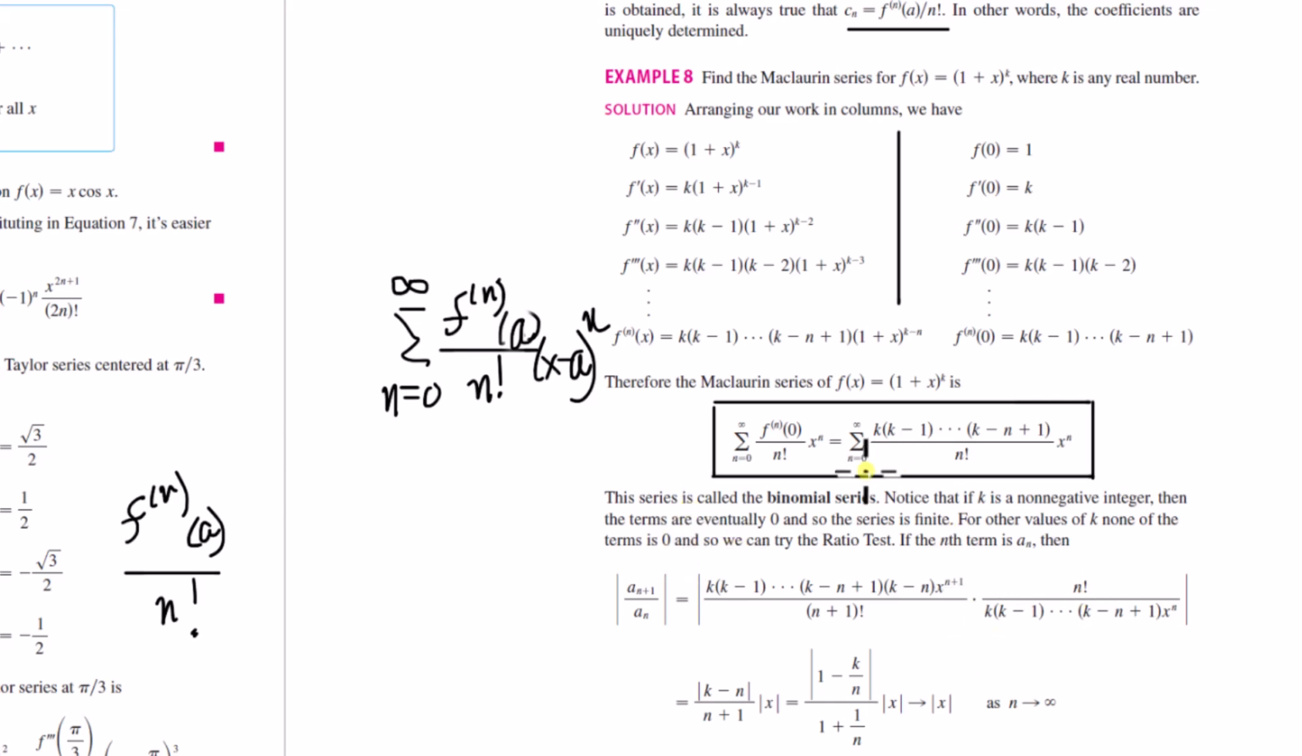Okay, but this is a little different than what we've done so far in this section, because now we've got this k in there. So we have to think about what happens with different values of k. But this is the binomial series. Now, it says if k is a non-negative integer, then what happens? Let's think about that. So you're starting with 1 plus x to the 30th, 1 plus x to the 100, 1 plus x to the 5th.